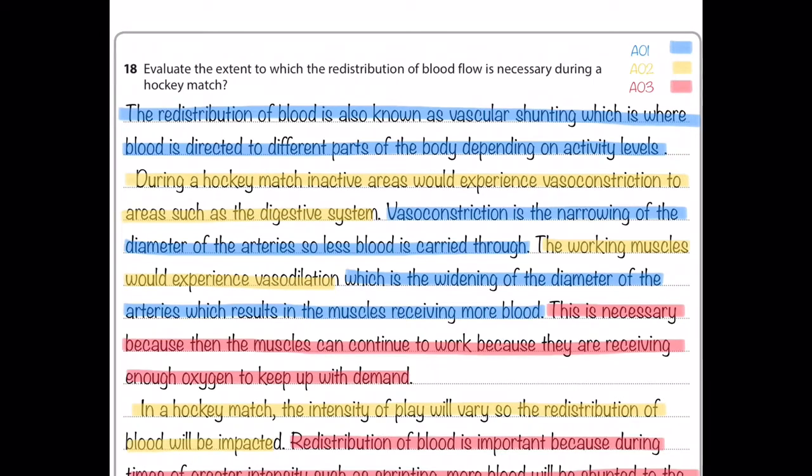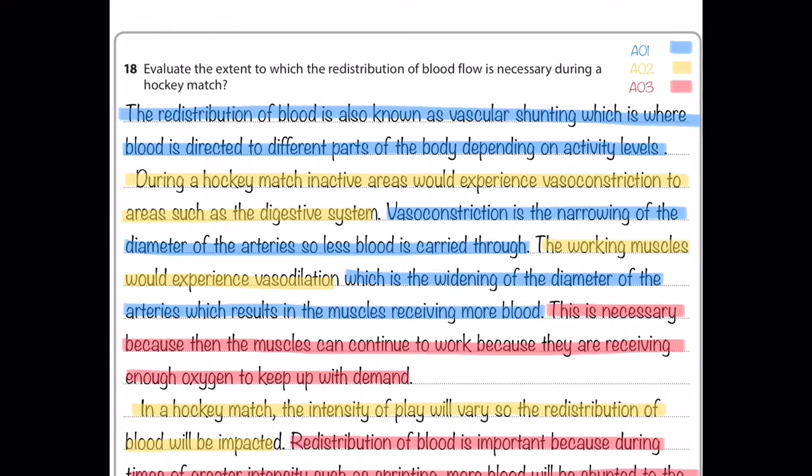So we know that evaluate means pros and cons, positives and negatives of something. So in the end, we're just going to have to evaluate that. We're going to have to say the positives and negatives of redistribution of blood in a hockey match. So let's go through the answer.